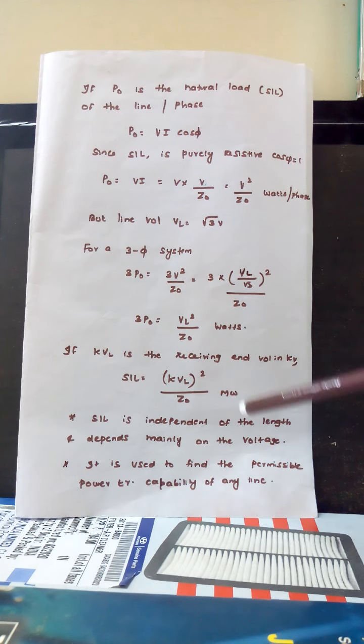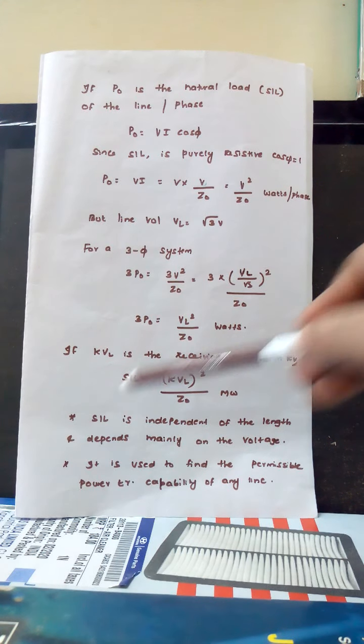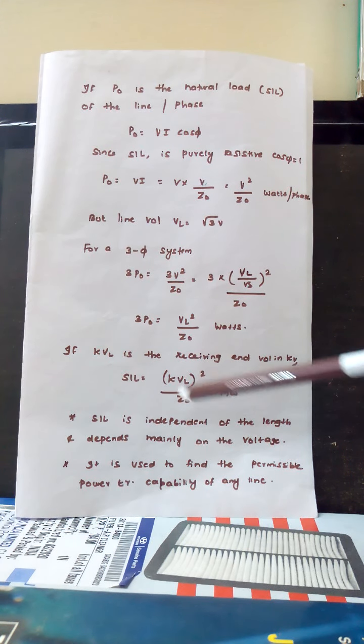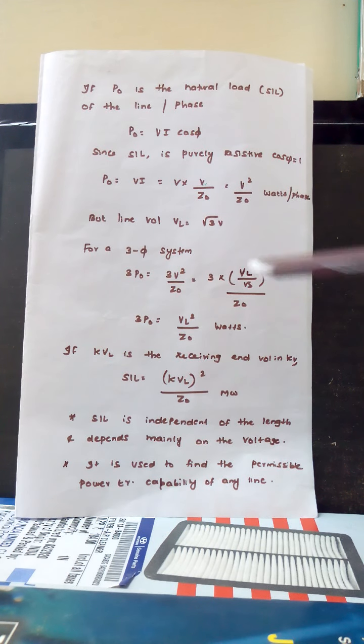So SIL is in megawatt. Here you can see that surge impedance loading is independent of the line length and depends on the voltage. The voltage V and current I are in the same phase at all points. Under such a condition, the line is terminated at the surge impedance, having a lossless line, so that is purely resistive.